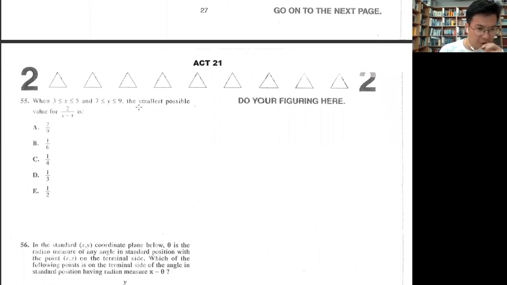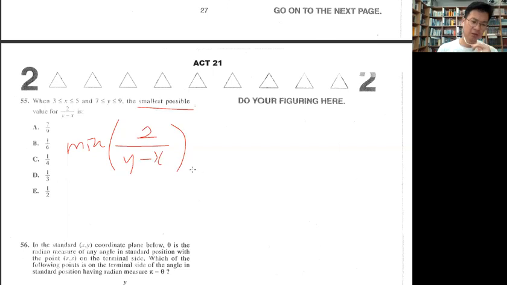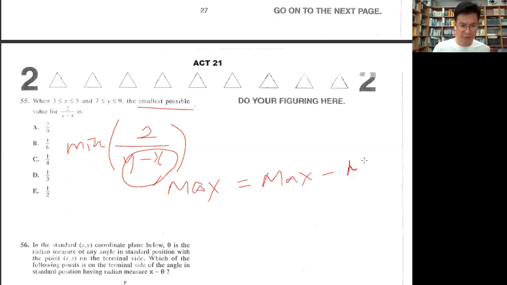55, smallest possible value of this one. So 2 over, so minimum of y minus x. To make the minimum, this one has to be maximum, right? So to make the maximum minus minimum that we're defining. Maximum of y is 9, minus minimum of x is 3. So, which is 6, 2 over 6, 1/3.